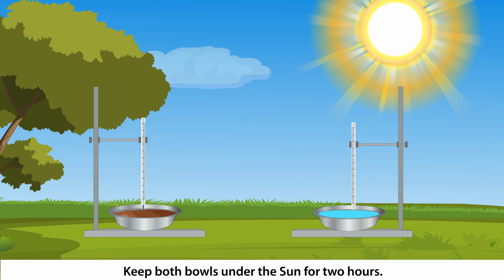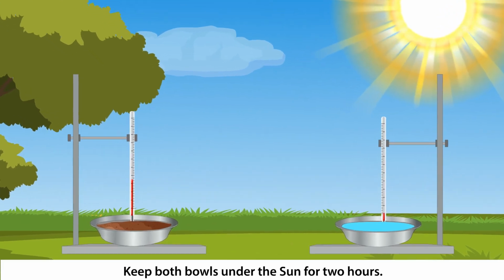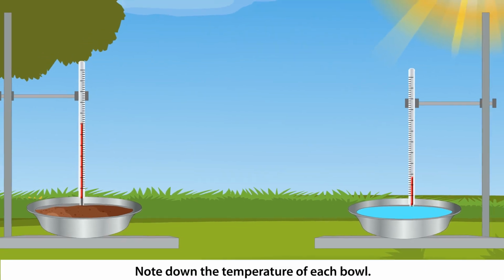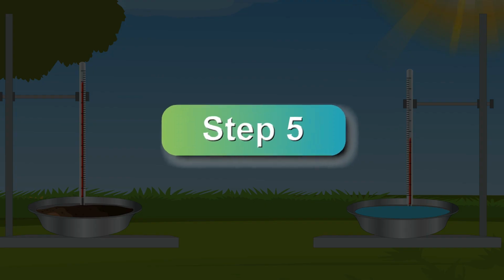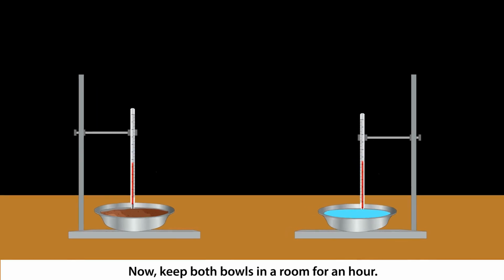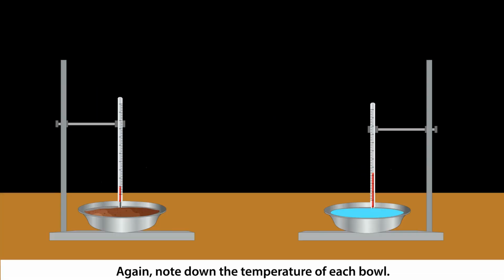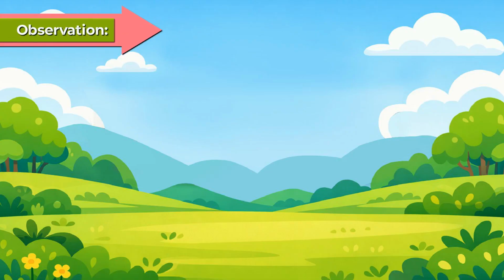Step 3. Keep both bowls under the sun for 2 hours. Step 4. Note down the temperature of each bowl. Step 5. Now, keep both bowls in a room for an hour. Step 6. Again, note down the temperature of each bowl.